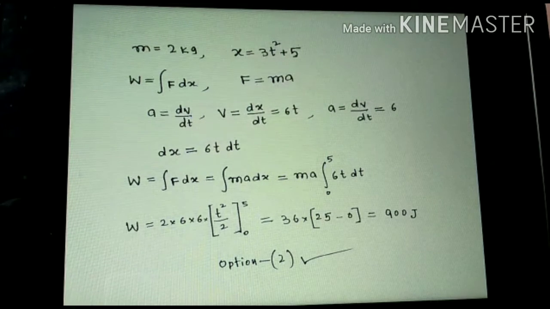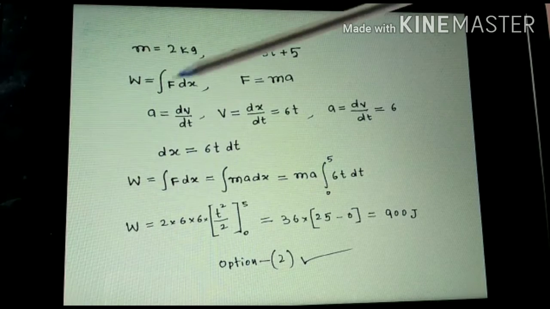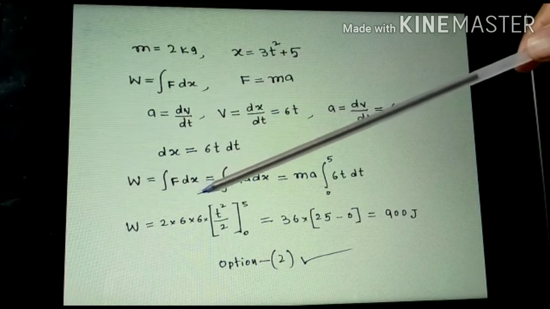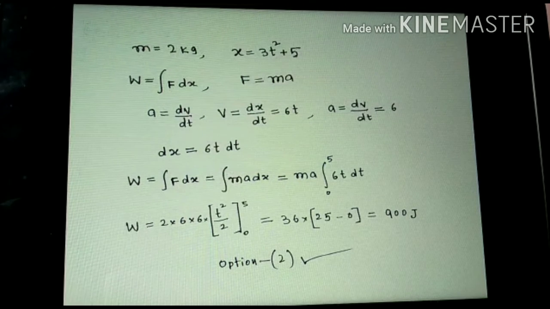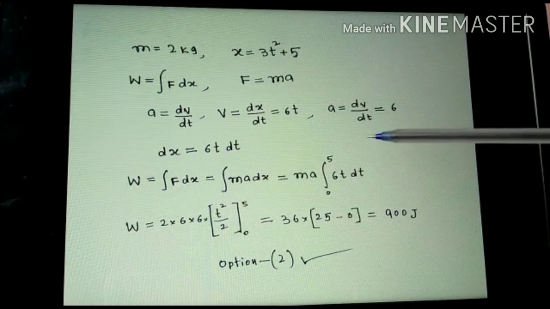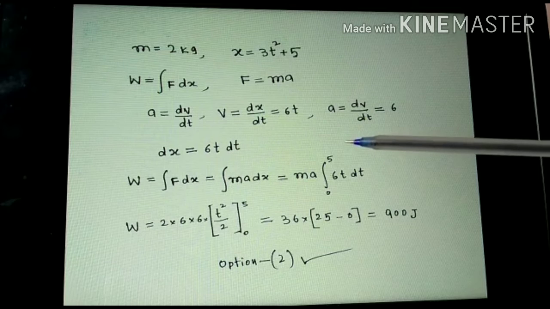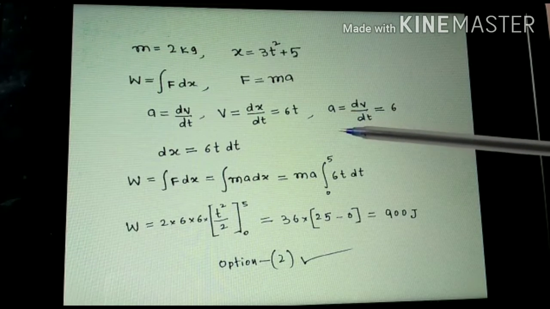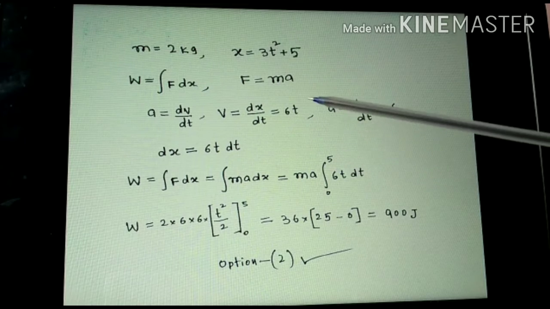Why am I taking dx? Ultimately I want this equation, integration of F dot dx, to be in terms of time t. Because in the given information time is given, we have to calculate the work done in the first 5 seconds, which means this equation should contain time only. My plan is to write the entire equation in terms of time. That is the reason I am doing this.